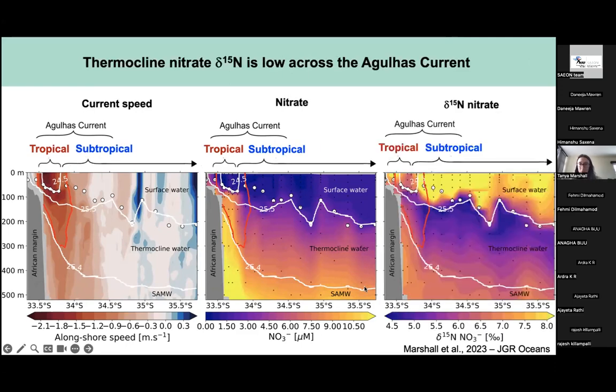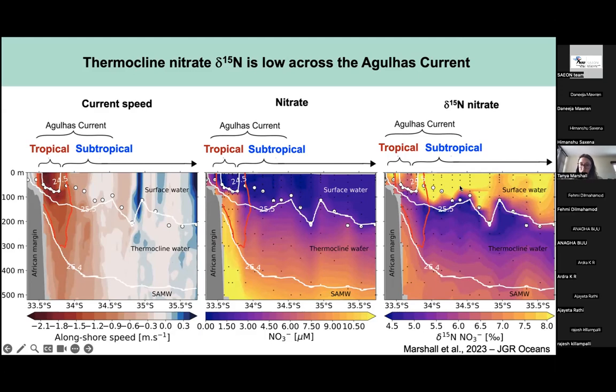And now I'm showing the nitrate delta N15. What is immediately obvious is that in the surface, you have really high delta N15 values, greater than 8 per mil. And this is typical of phytoplankton assimilation of nitrate. Phytoplankton will draw down the nitrate, right? That's why it's low in the surface. And in doing so, they will raise the delta N15. That's why it's really high.